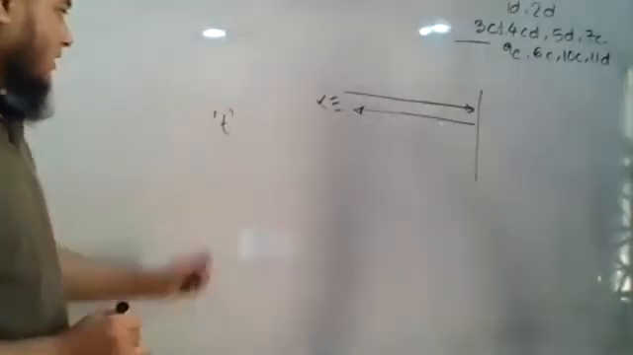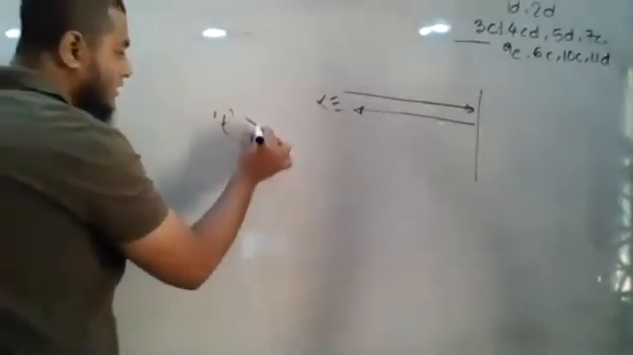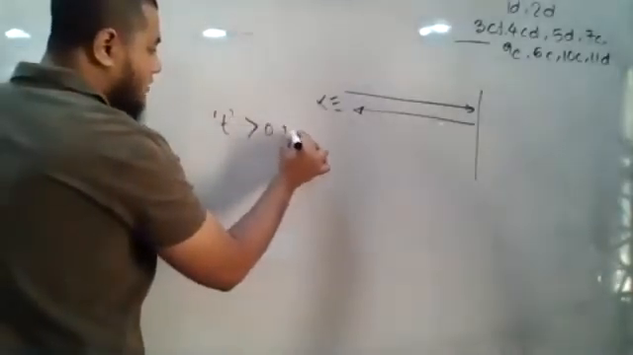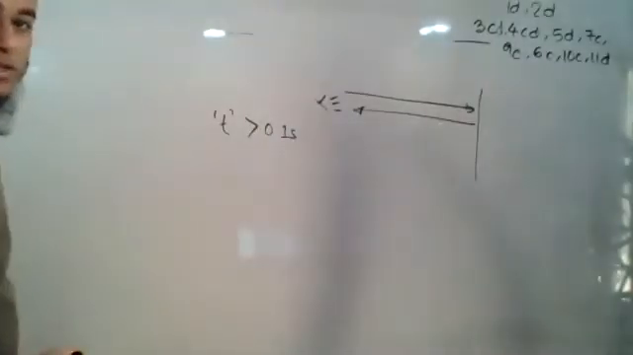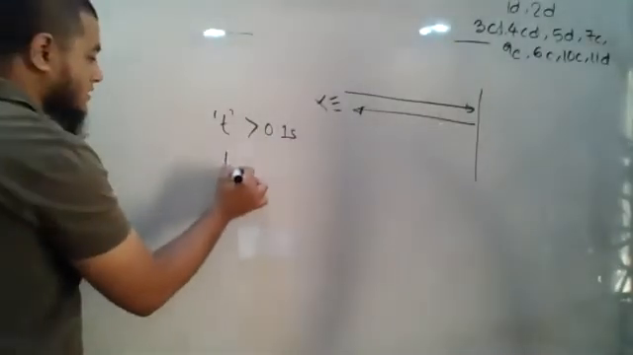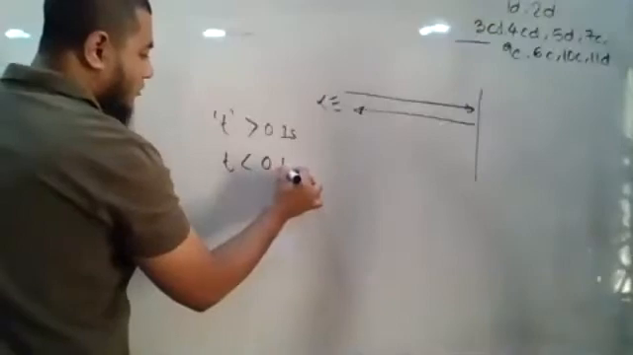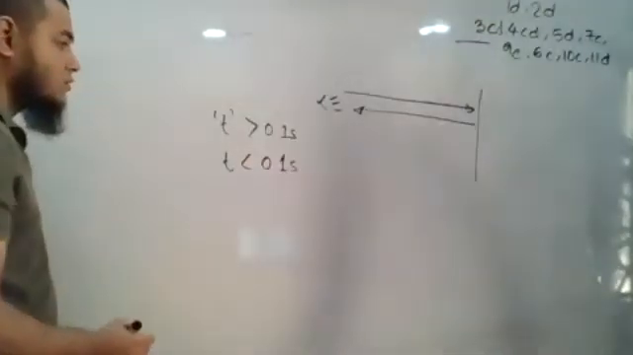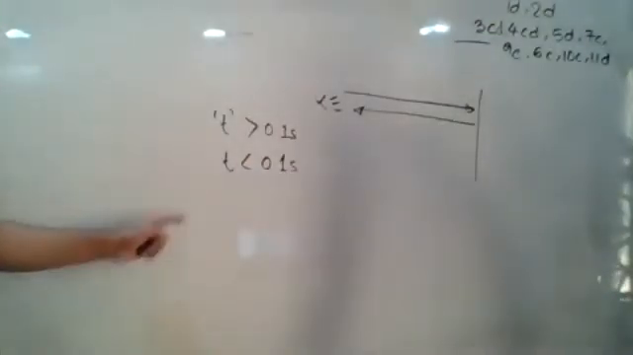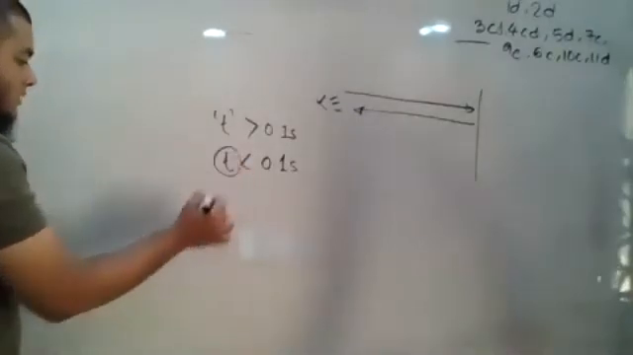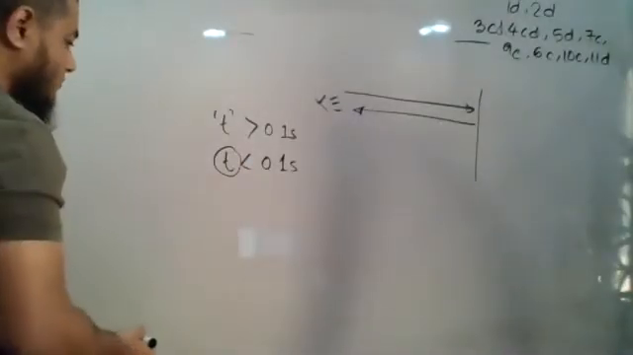Okay, if the time taken is greater than 0.1 second, then I can say I will hear the echo. If this time is less than 0.1 second, I will say I will not hear the echo. So our target here is to calculate the t. Now how to calculate the time t?